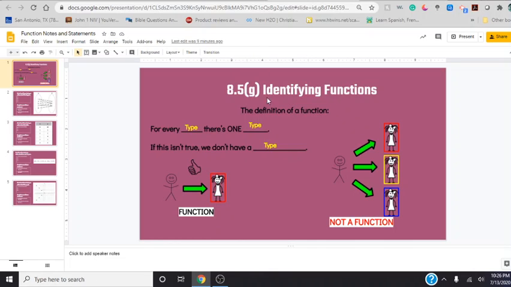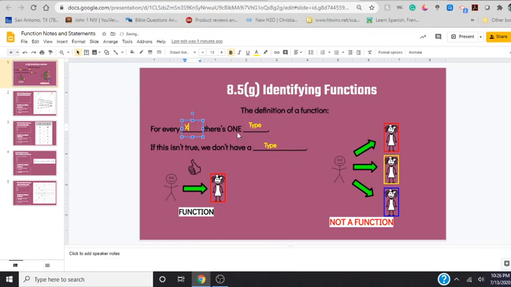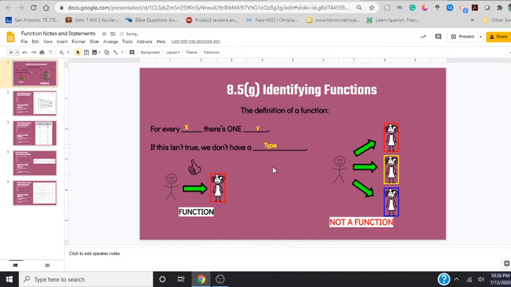Okay, today's topic was functions 8.5G, and we kept talking about functions being like a relationship. So here's the first thing that you should have seen. Your page is going to say function notes. Okay, and here is the definition of a function. For every x, there's one y. That is the mathematical definition that they're looking for on a STAR test or some other assessment. They'd want you to know that for every x, there's one y.